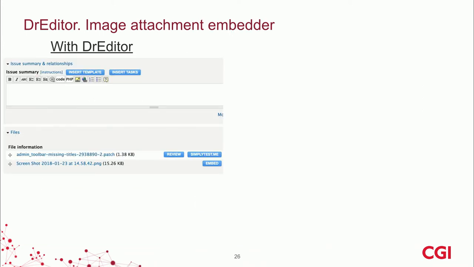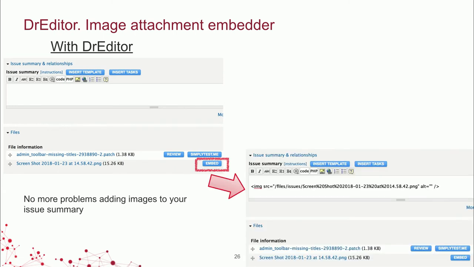And the last functionality is used to embed images in your issue. Usually you need to right click, copy the image URL, and then click the button to add the link, but here you only need to click the embed button and the image code will be added automatically in your issue.